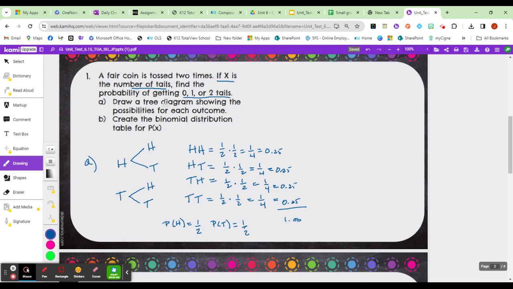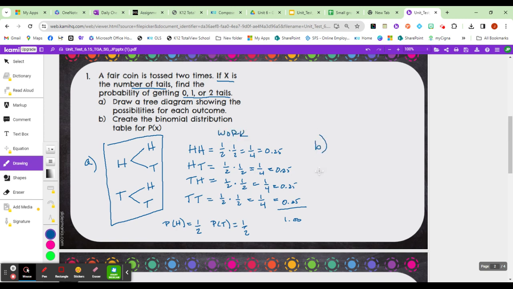Okay, so A says draw a tree diagram showing your outcomes. So here's my tree diagram. I went ahead and did a little bit of work. So actually, this is the tree diagram. This would be enough for the A part. This is just work in order to answer the B part.